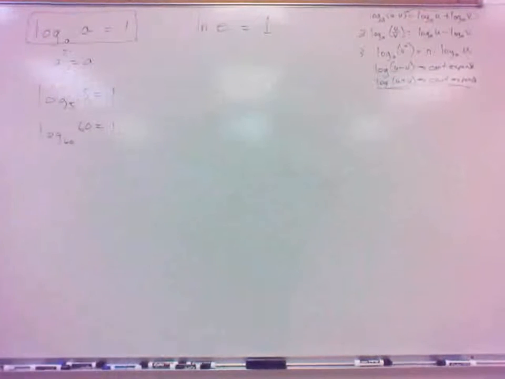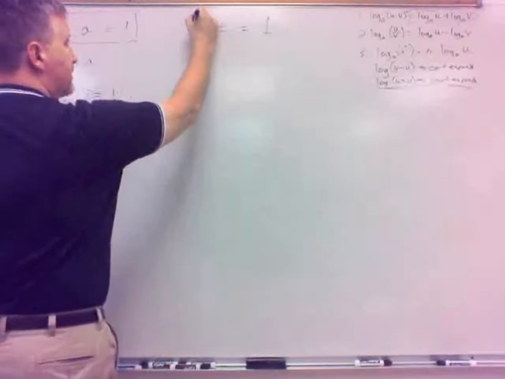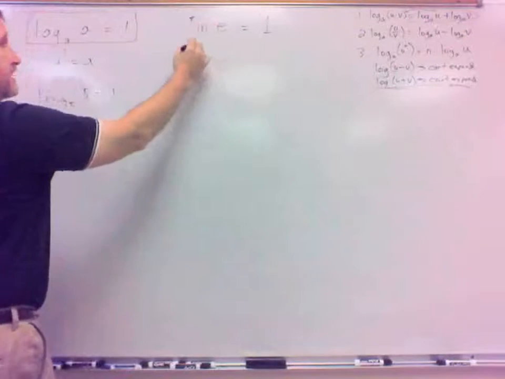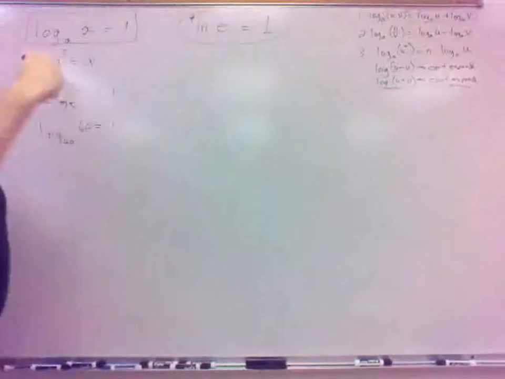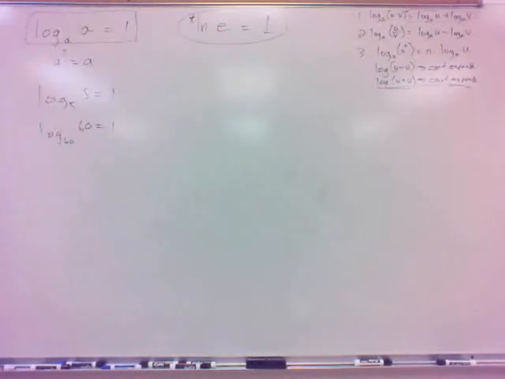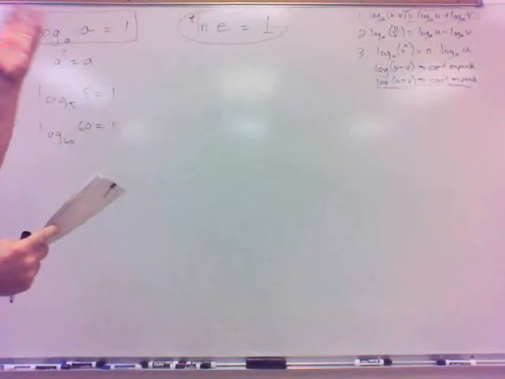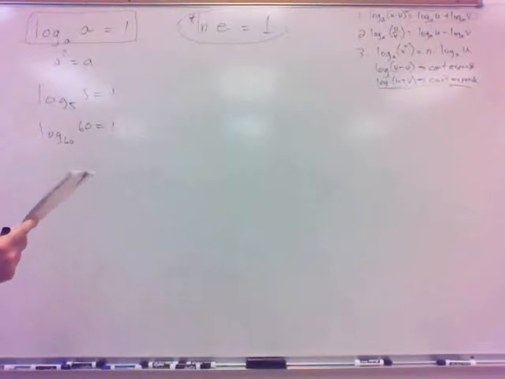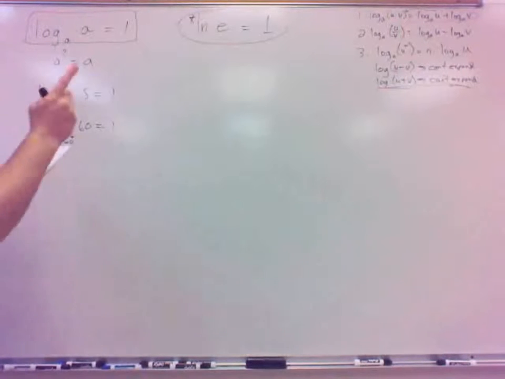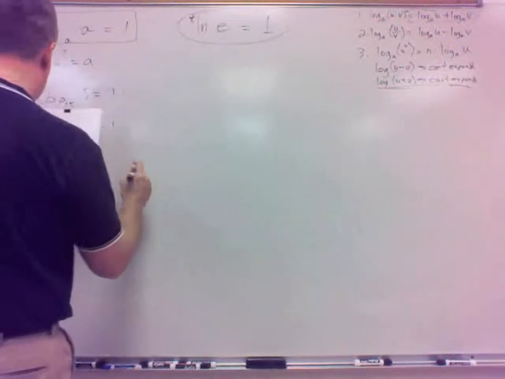And that'll be a very significant simplifying property that we use quite a bit here in just a second. Yeah, anytime you have the ln of e, that's just 1. And you can punch it in on your calculator too, but it's always going to be 1. All right, so that's a property we mentioned before.